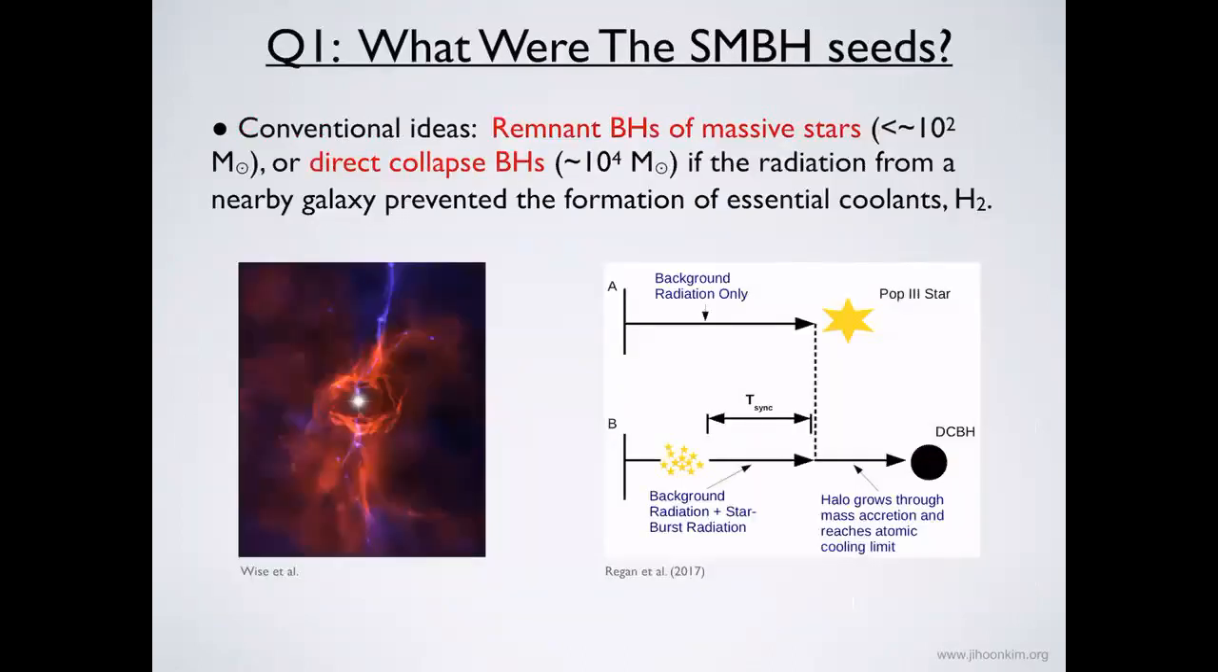There were traditionally two different ideas, but lately a third one is coming. The first one was the most typical, most contemporary idea. That's the death of massive stars, the first generation stars in the universe.